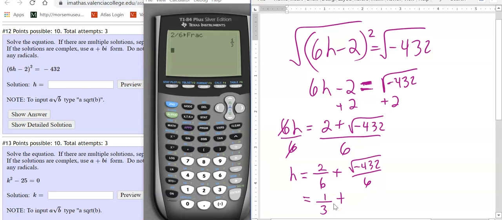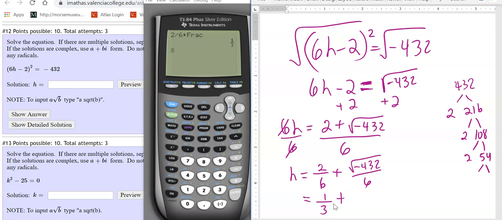To get the square root of -432, we're going to have to simplify that radical. So I'm going to say that's going to be 216 and 2, and 2 and 108. I'm just going down. If you can't do it in your head, do it on the calculator. Okay, so I have 1, 2, 3, 4 2s, and 1, 2, 3 3s.